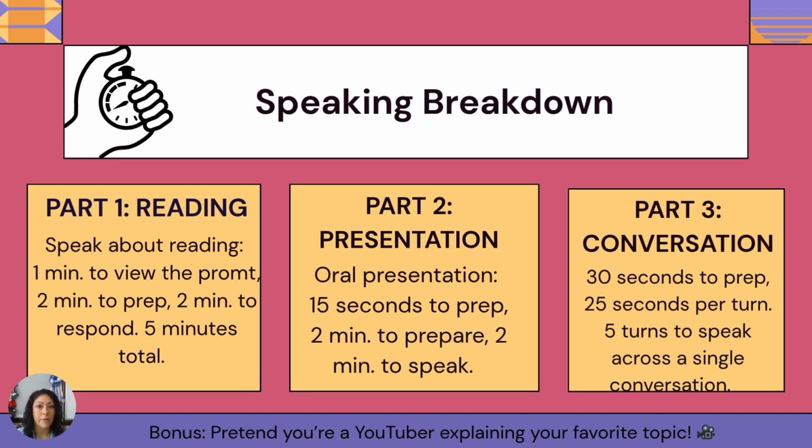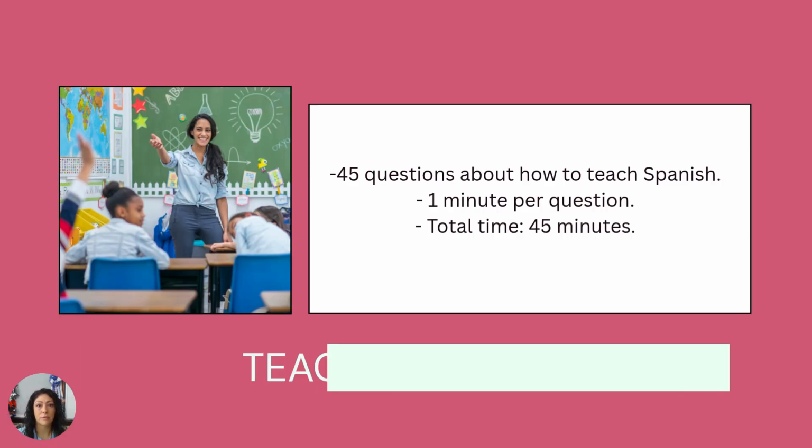Practice this. For the oral presentation, give yourself 2 minutes to prep, figure out what you're going to say, organize your thoughts, and then 2 minutes to speak. Give yourself this time so you can pass the test. Then the conversation, part 3 of the speaking. You'll have 30 seconds to prepare and 25 seconds per turn. You'll have approximately 5 turns to speak across a single conversation. So practice, practice, practice is the key.